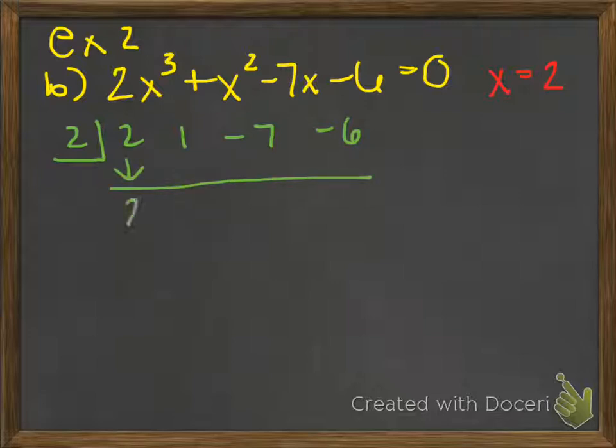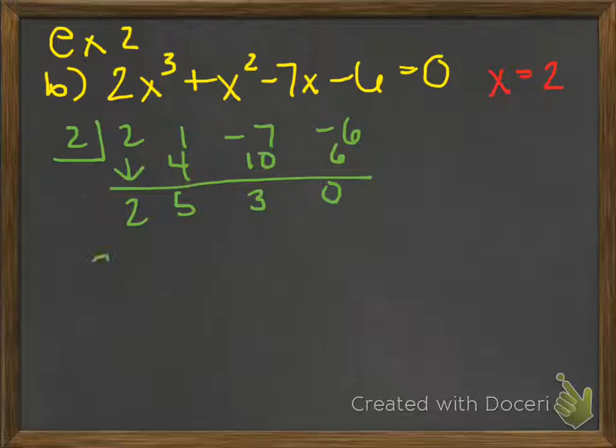So I drop the 2. 2 times 2 is 4. 1 plus 4 is 5. 2 times 5 is 10. Negative 7 plus 10 is 3. 2 times 3 is 6. So we get no remainder. Again, the answer to the problem will always give you no remainder. If you get a remainder, then you're doing something wrong in that step.